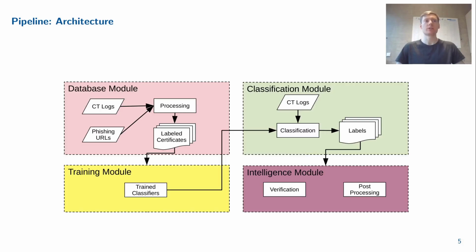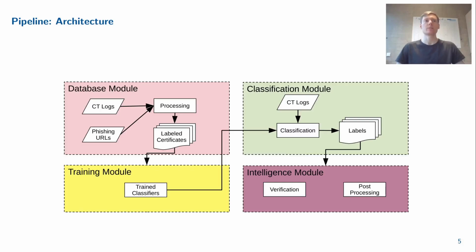The next module is the training module, which, as the name implies, handles the training of new classifiers based on the labeled datasets. The trained classifiers can then be used to classify CT log data, which is supported in turn by the classification module. Here, several interfaces to interact with CT logs exist, mainly to classify certificates in real time, so as soon as they are added to the logs, or to classify log data from a specific time frame in the past for comparative evaluations.